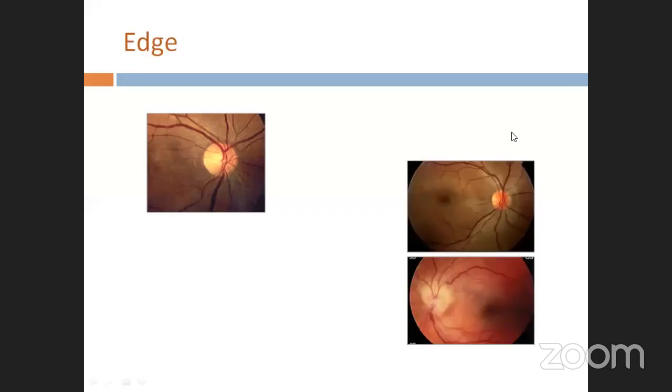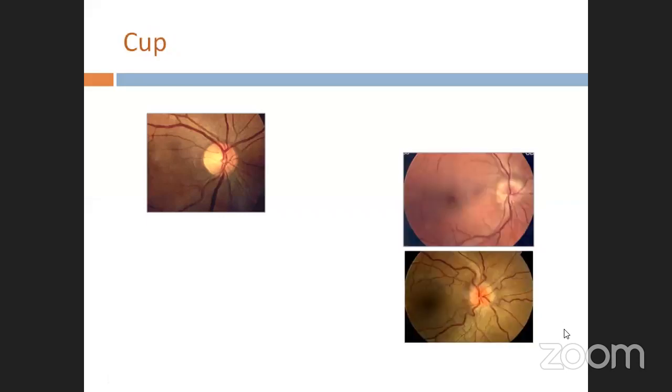Edge. This is an ill-defined edge. And this is early swelling, with an ill-defined edge nasally in early papilledema. As you know, papilledema starts nasally, then in the upper and lower poles, and then there is total swelling or blurring of the margin of the disc. The cup is filled.